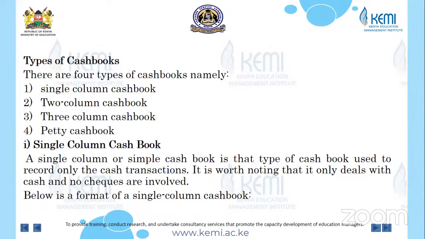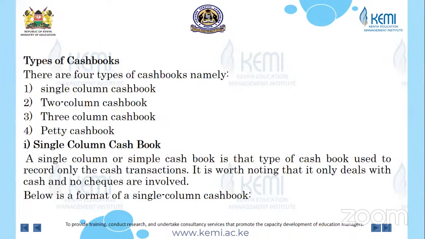While in the two column cash book, we have two types of transactions under two separate columns. One side is the cash column and the other side is the bank column. That is the two column cash book.